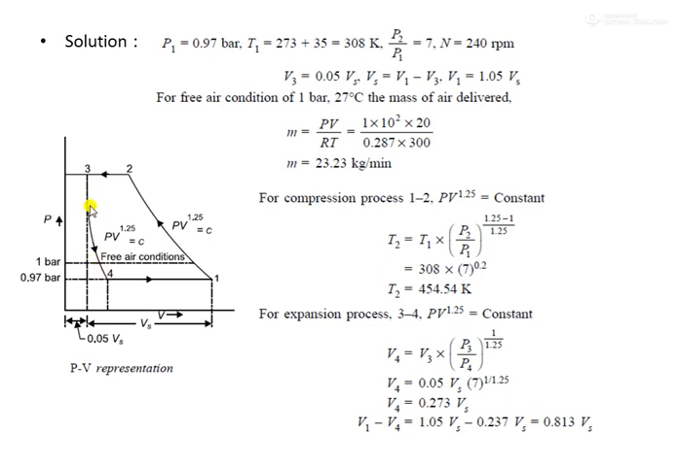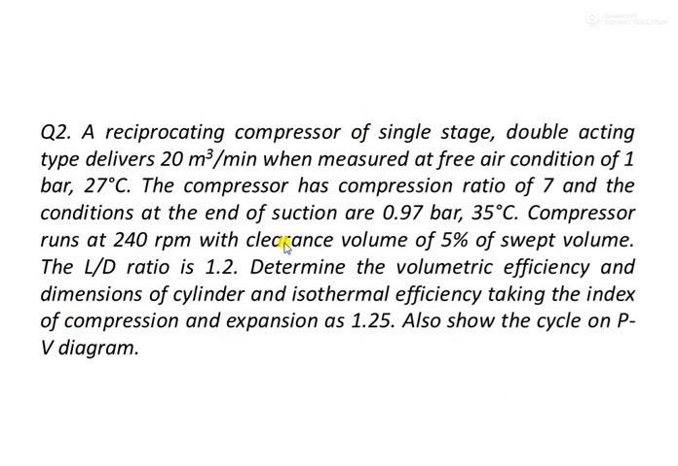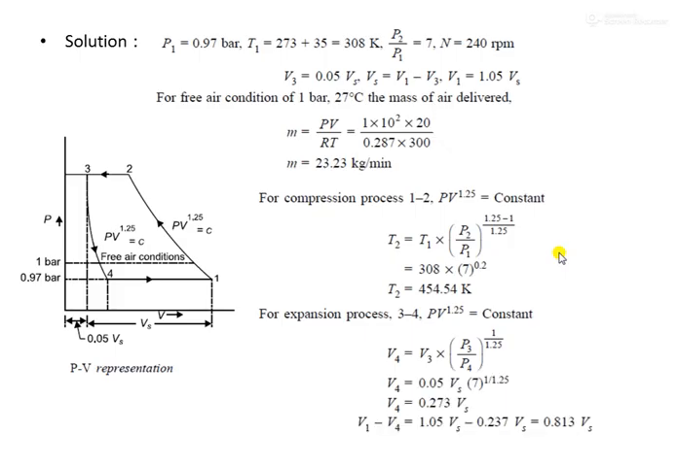Now 3 to 4 indicates the expansion of the clearance volume. When the piston starts moving downward, initially the clearance volume will expand, and then the air from the outer atmosphere will enter into the cylinder, right? So this expansion is also governed by the same law as that of compression, PV^1.25 is constant. Now the clearance volume is given as 5% of the swept volume.